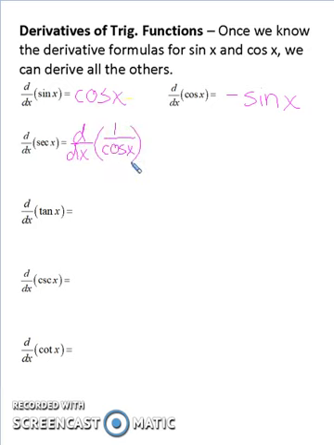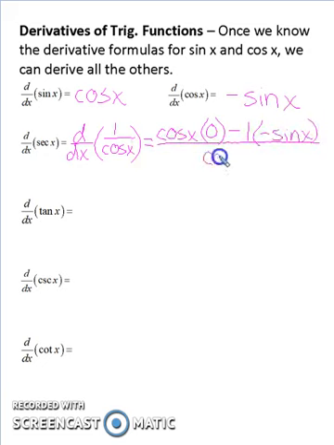So, in fact, we could apply the quotient rule to 1 over cosine to figure out what the derivative of secant is. The quotient rule is the bottom function times the derivative of the top, so that would be 0, minus the top function times the derivative of the bottom, so that would be negative sine x, all over the bottom squared. So that would be cosine squared x. So that gives us sine x over cosine squared, or we can think of it as cosine times cosine.